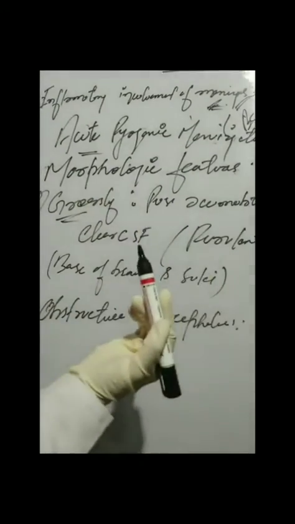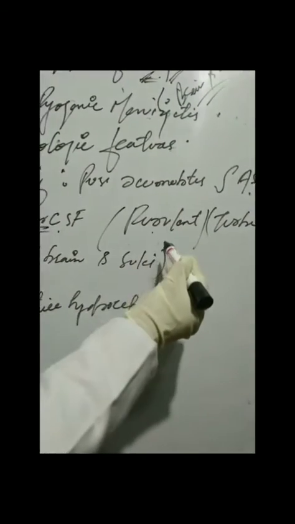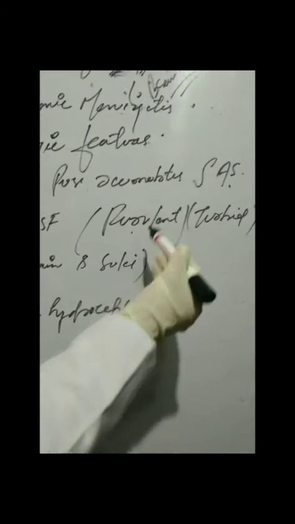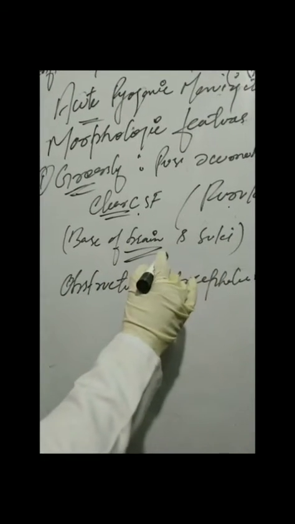Now the second thing we are about to deal with are the morphologic features. Grossly, pus will accumulate in the subarachnoid space, so that the CSF, which is usually clear, becomes cloudy, purulent, or frankly purulent and turbid. The turbid fluid is particularly seen in the base of the brain and sulci, usually where the space is wide.